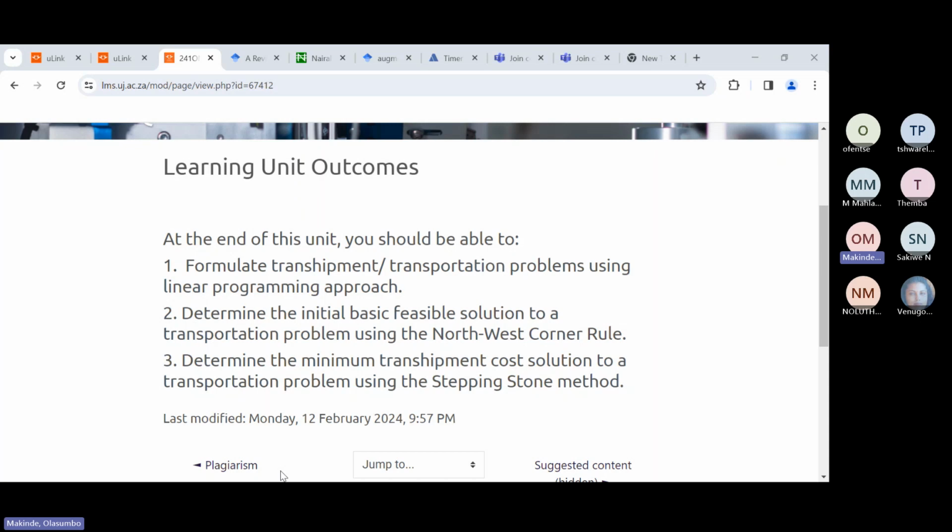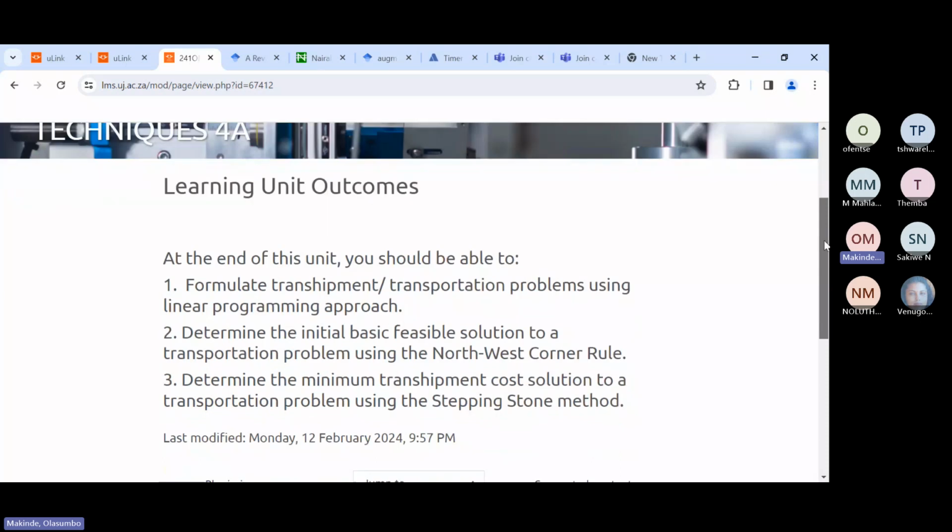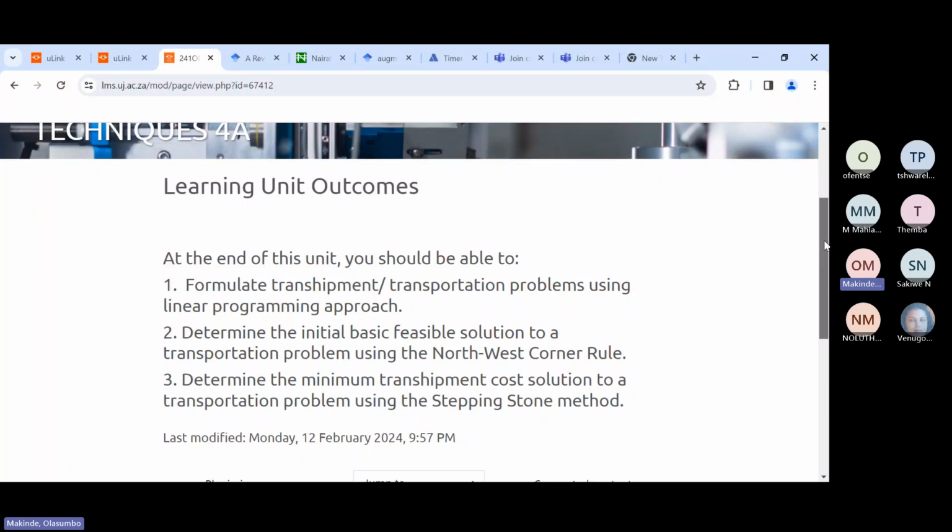So let's move on. Since you said you can see it, what is our learning outcome? What are the learning outcomes for this particular topic? At the end of this unit, the first thing we are expected to be able to do is formulate a transshipment or transportation problem or transportation model using the linear programming approach. That's the first objective, and that is the one we are going to focus on today.